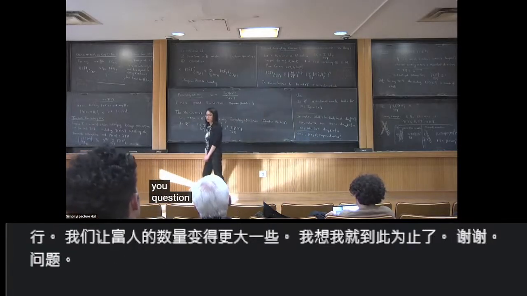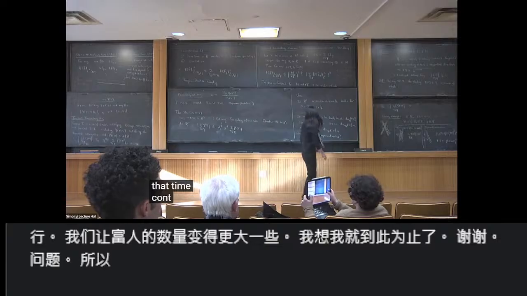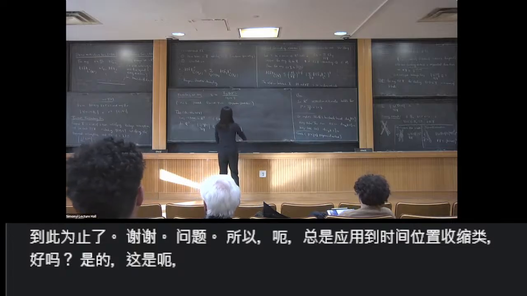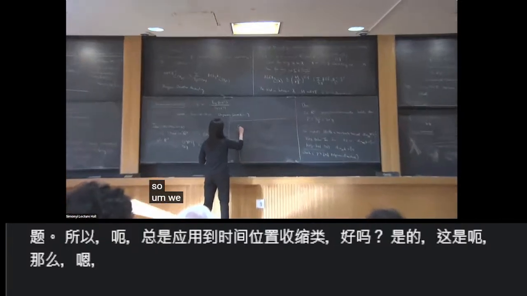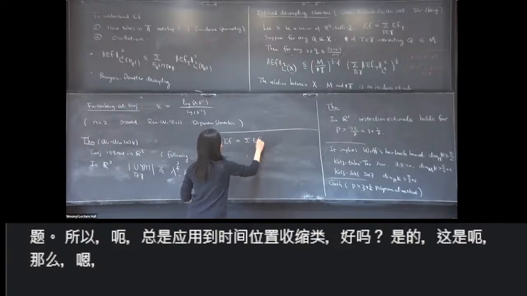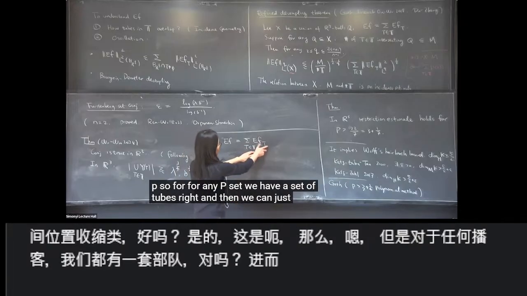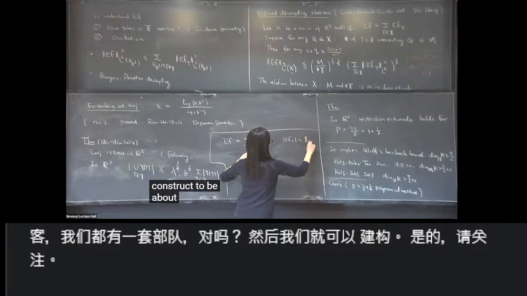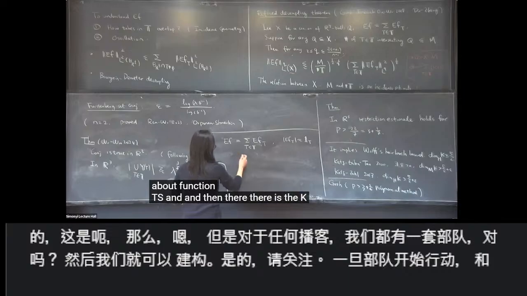Questions? So, how easy is the implication that the Stein restriction conjecture implies KK? Yeah, for any Besicovitch set, we have a set of tubes, right? And then we can just construct f to be a sum of functions associated to the tubes. And then there is Khinchin's inequality.